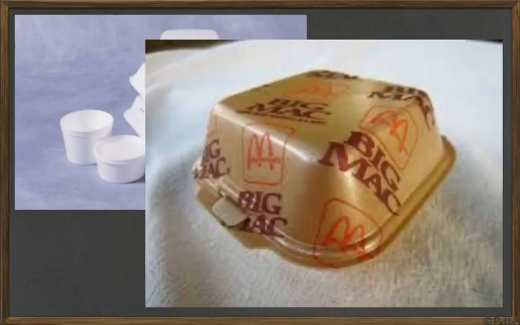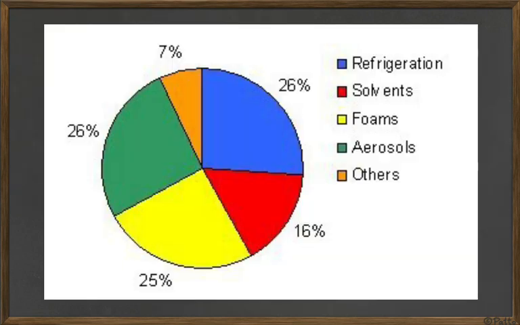Yes, when I was your age, McDonald's had the package of Big Mac and other sandwiches wrapped in styrofoam boxes. And to make styrofoam boxes, you needed chlorofluorocarbon. Okay? So here, chlorofluorocarbon: 26% refrigeration, 16% in solvents, 25% in foams, 26% in aerosol sprays, and 7% in others. And the problem is that when I was your age, we consumed lots of refrigeration, aerosol sprays, foams, all of those with CFC.